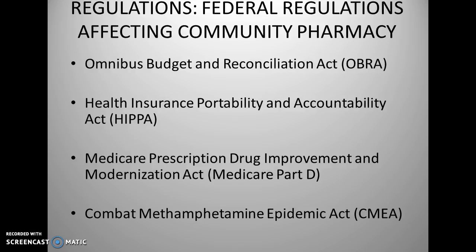Okay. We're going to stop this session at this particular point in time, and go back and continue on with the talk of regulations as it relates to the community pharmacy from a federal standpoint.